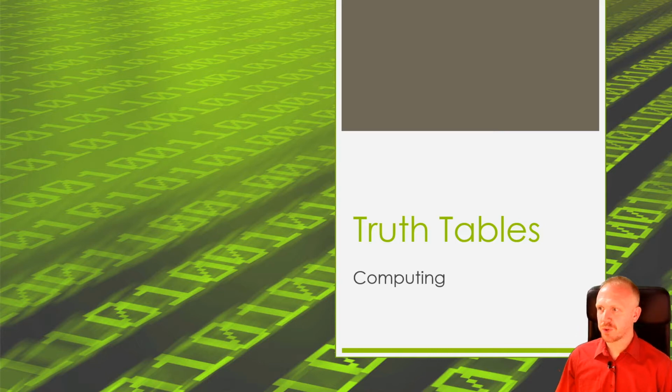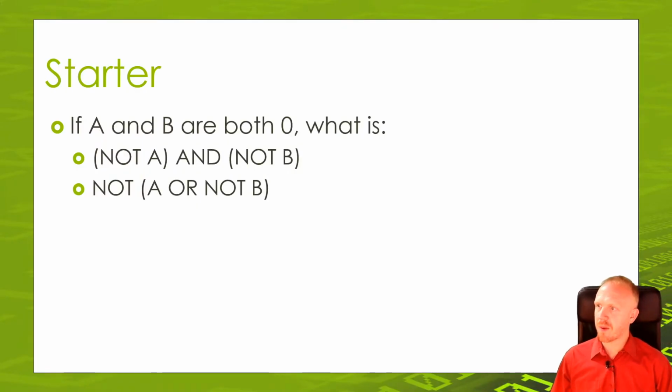This one is all about truth tables, but before we start I'd like to have a quick go at this starter, see what you remember from last week's lesson. So if A and B are both 0, then what is not A and not B, and what is not (A or not B)?